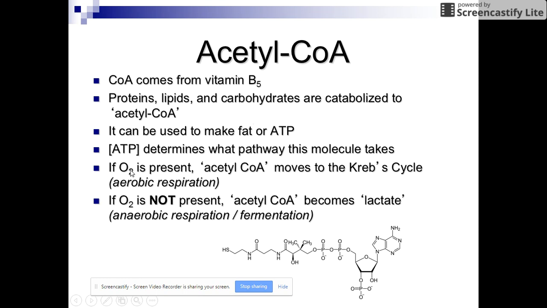Additionally, what happens to acetylcoenzyme A will depend on whether or not there's oxygen present. If there is, it's going to move into the Krebs cycle to undergo further aerobic respiration. If there's not oxygen present, it will become lactate or lactic acid, which is anaerobic respiration. Here's what the molecule of acetylcoenzyme A looks like. Not that I would expect you to memorize that structure.